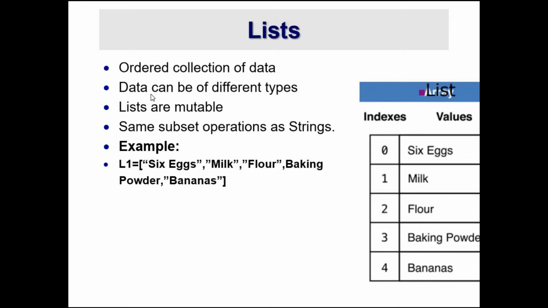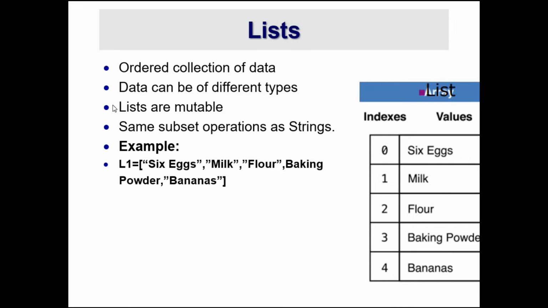The second point is data can be of different types. Lists are basically similar to arrays. They perform similarly, but the basic difference between arrays and lists is that an array contains similar data. So an array is basically a collection of similar data, but in case of a list, we can have data from different data types. Like a single list can contain strings, integers, and floating points. So there is no problem. This is the biggest advantage of list.